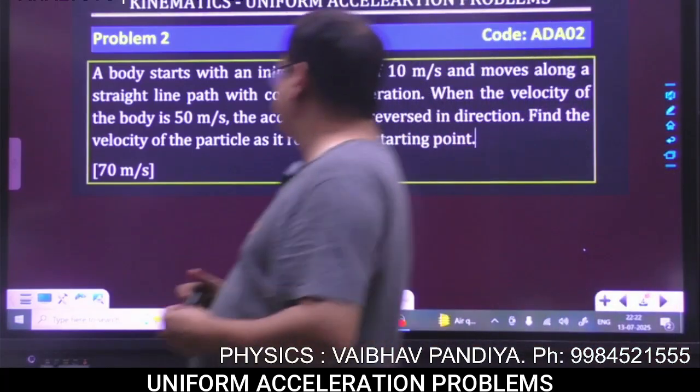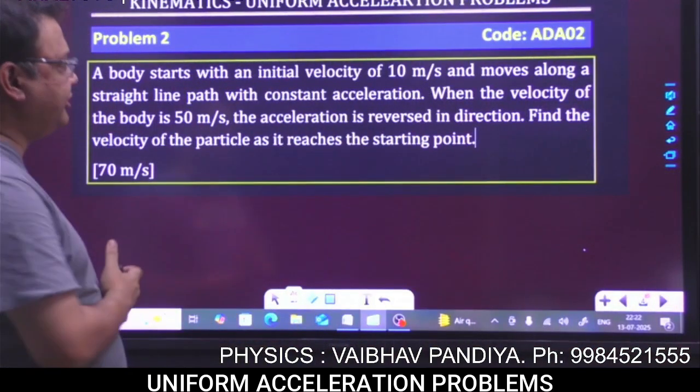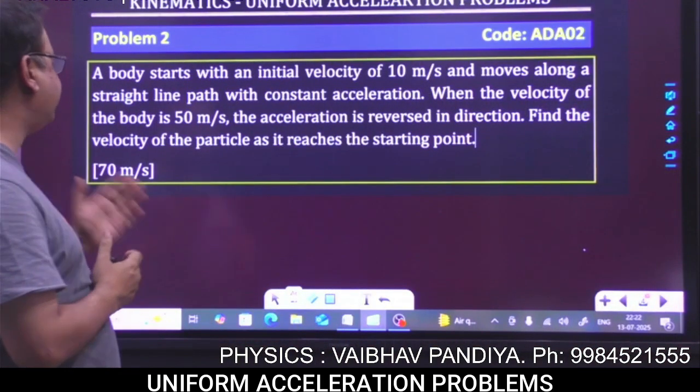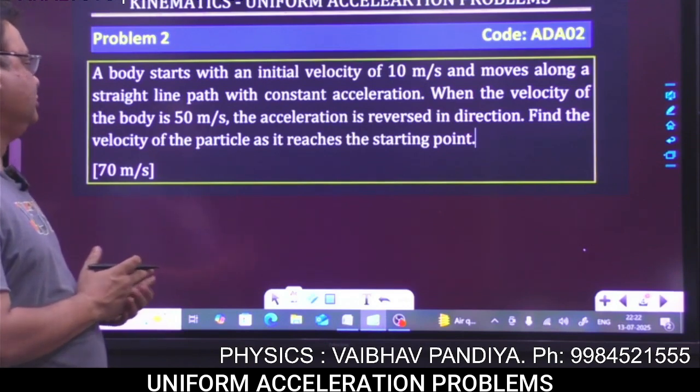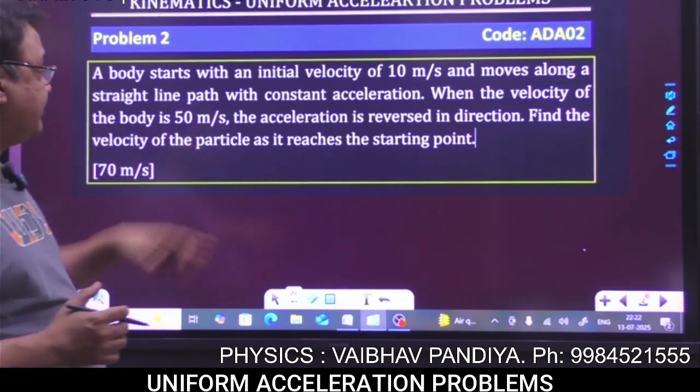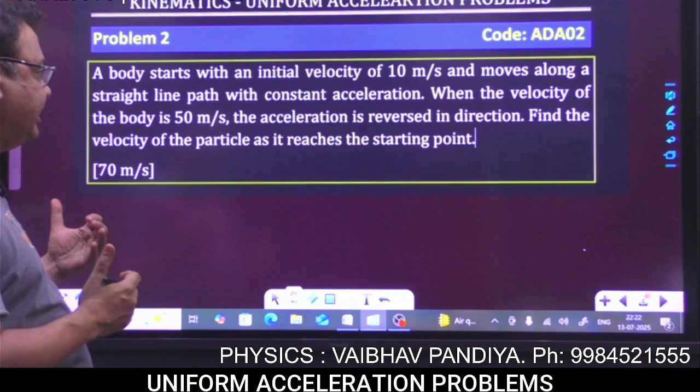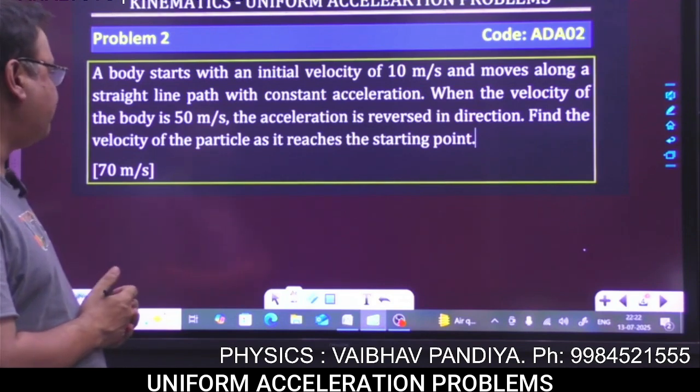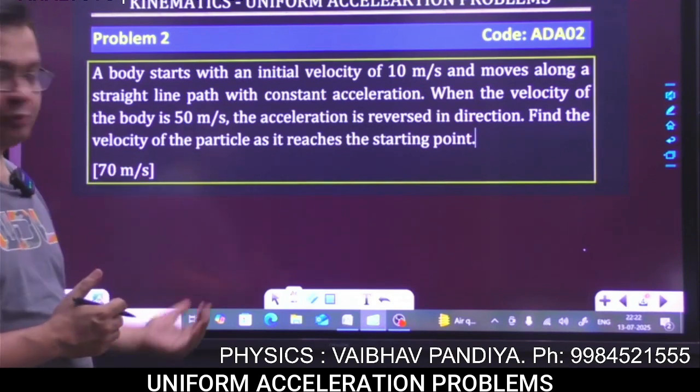Now let's see problem 2. A body starts with an initial velocity of 10 meter per second and moves along a straight line path with constant acceleration. When the velocity of the body is 50 meter per second, the acceleration is reversed in direction. Find the velocity of the particle as it reaches the starting point.